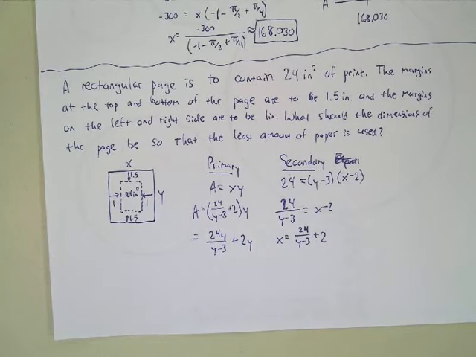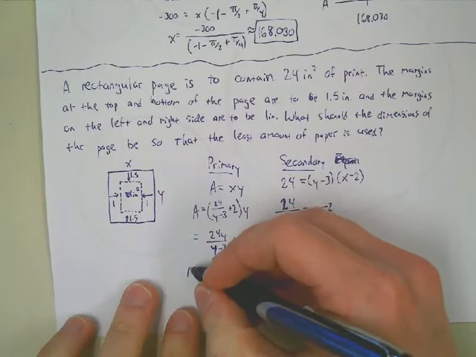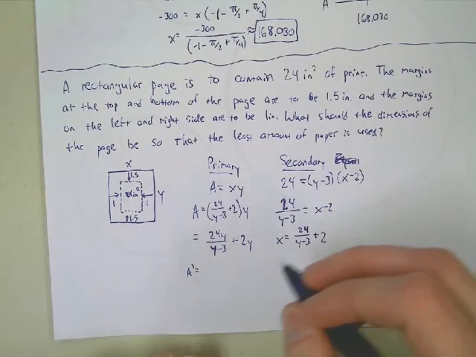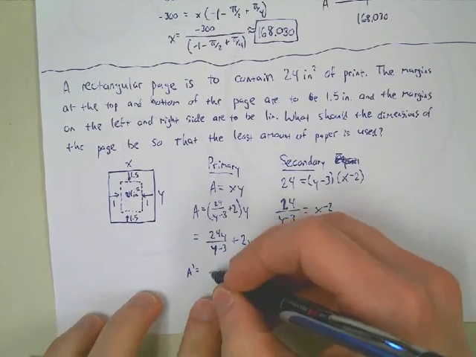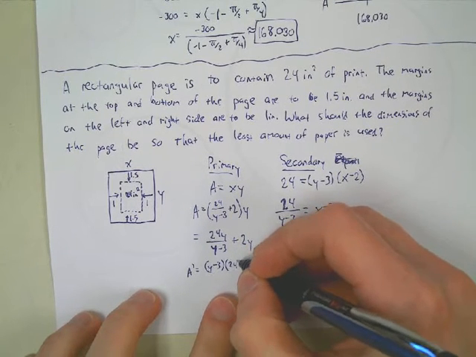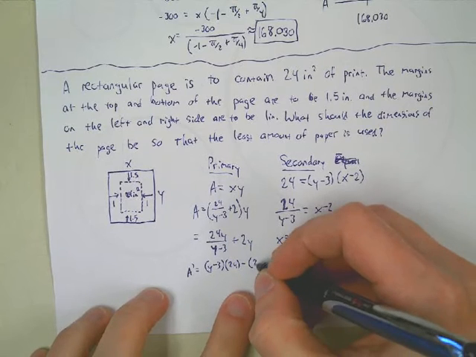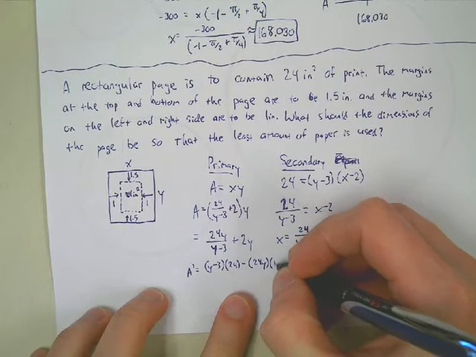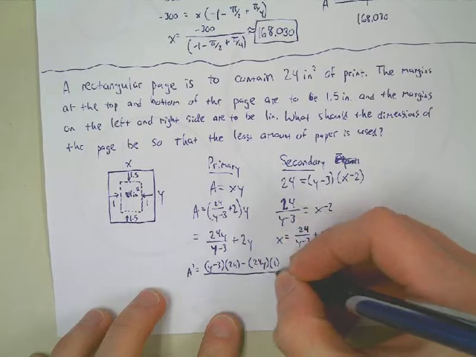So we get a prime equals, and we'll do the bottom, y minus 3, times the derivative of the top, 24, minus the top, 24y, times the derivative of the bottom, all over the bottom squared. And then the derivative of 2y is just 2.